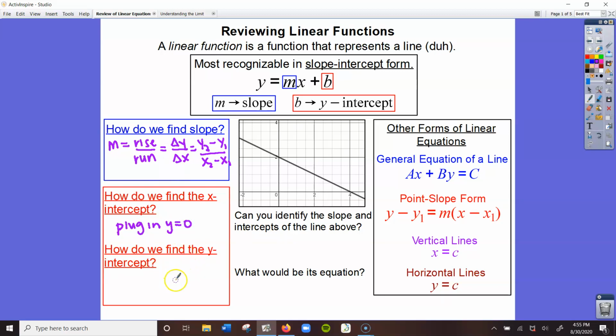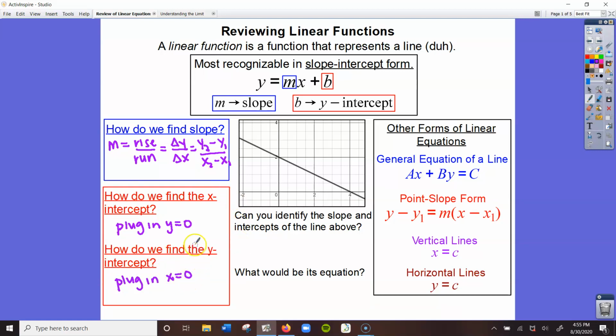So now it works the same way with the y-intercept. The y-intercept is when a function touches the y-axis. And if you were to go up and down the y-axis and name some coordinates, we would have (0, 0), (0, 1), (0, 2), (0, 3), etc. What's always consistent along the y-axis is that x is 0. Therefore, to find the y-intercept, we would plug in x is equal to 0.